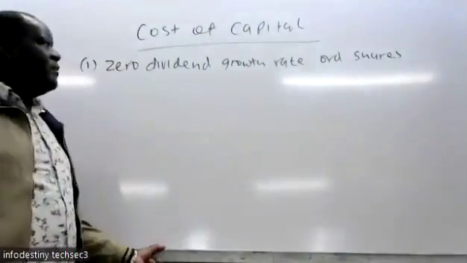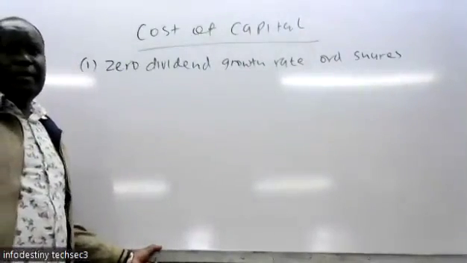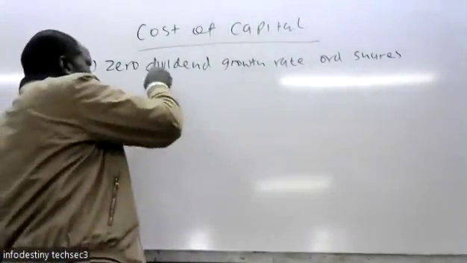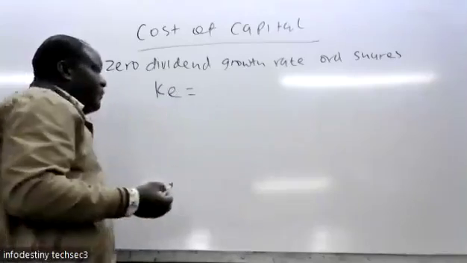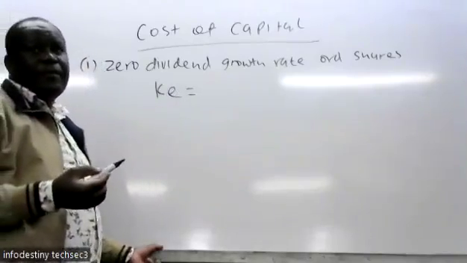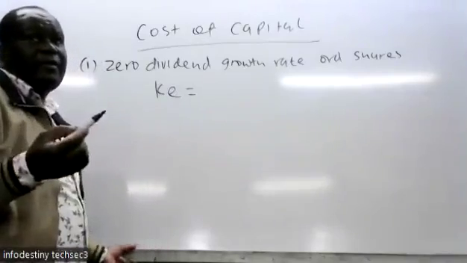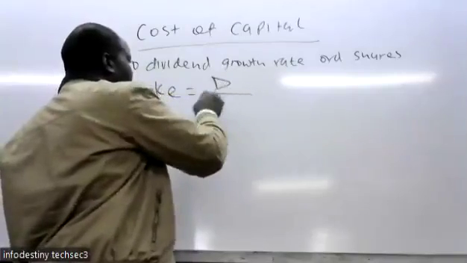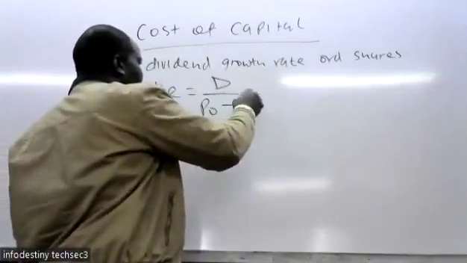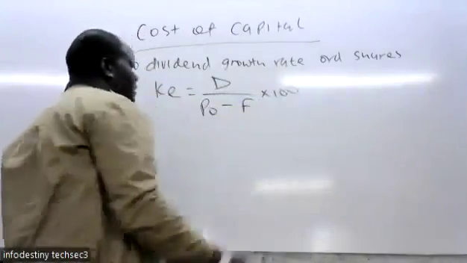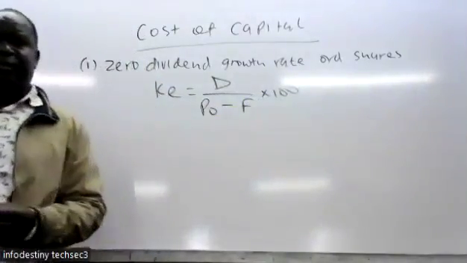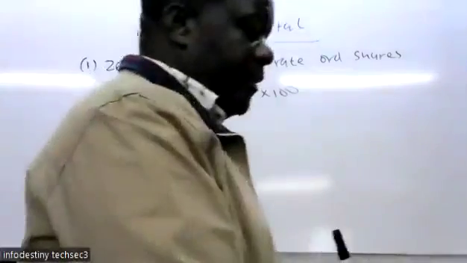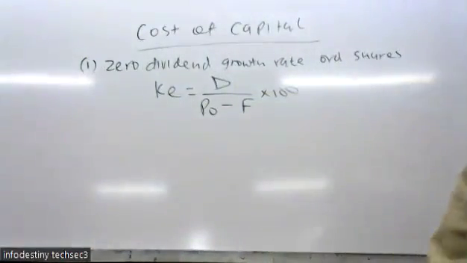0 dividend growth rate ordinary shares. So I will simply give you the formula. KE will be the cost of the ordinary share. It will be equal to D divided by P0 minus the flotation cost, and we shall now be able to express it as a percentage.